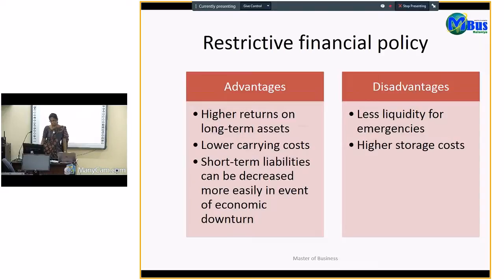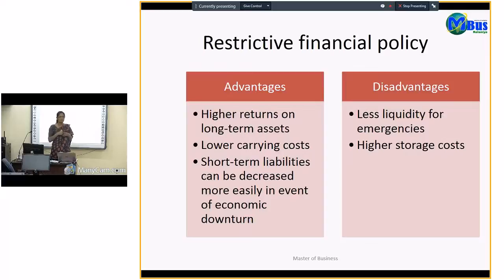What is that? Restrictive policy advantage. In the restrictive policy, they have too much short-term liabilities. In the economic recession period, it is an advantage for the company. Why? If there is an economic recession, it is good to maintain a high amount of current liability. What is the advantage of that? Current liabilities are for financing the current assets. Maybe a bank loan, maybe we have taken too much materials on credit basis, right?